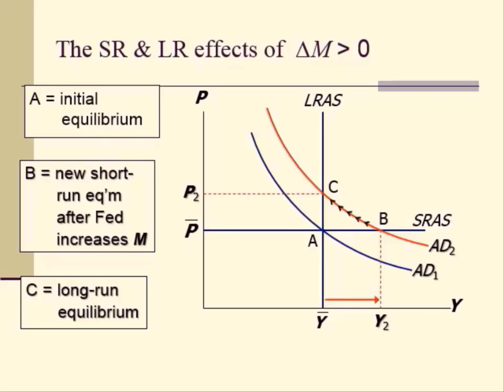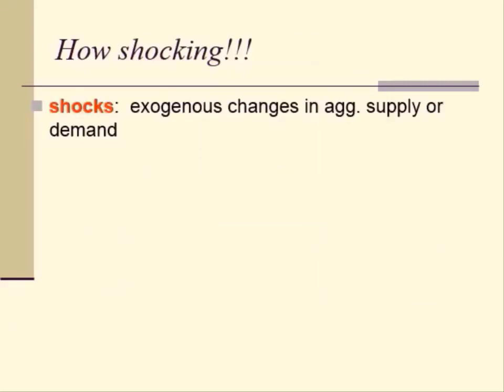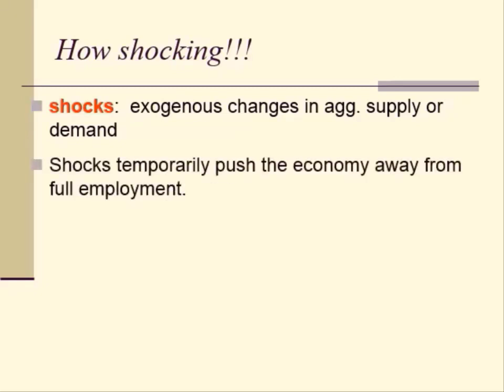So using this diagram, you could see both short run and long run effects. And this is a good model to learn in helping you to analyze the effect of money supply on output and prices in both the short run and long run. Now let's analyze the shocks, the short run and long run effects. And shocks are exogenous changes in aggregate supply or demand. And the shocks temporarily push the economy away from full employment.